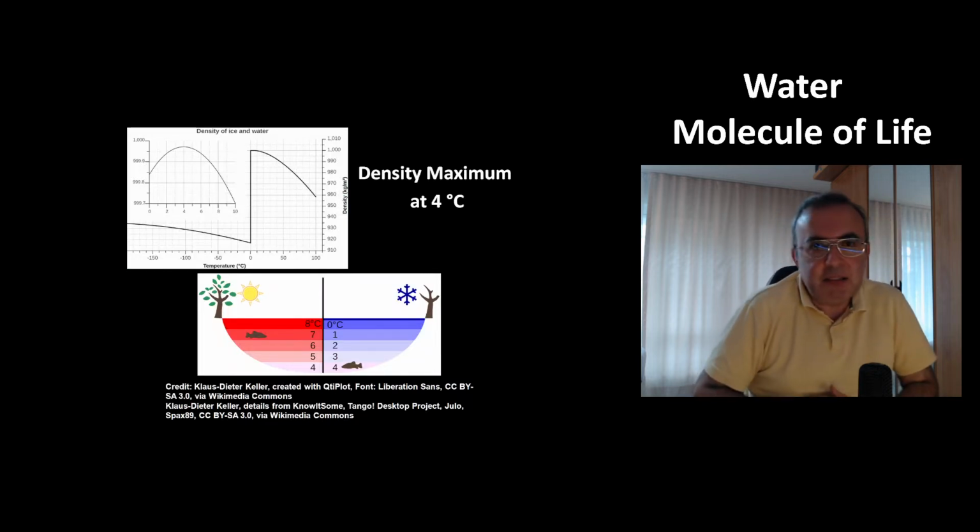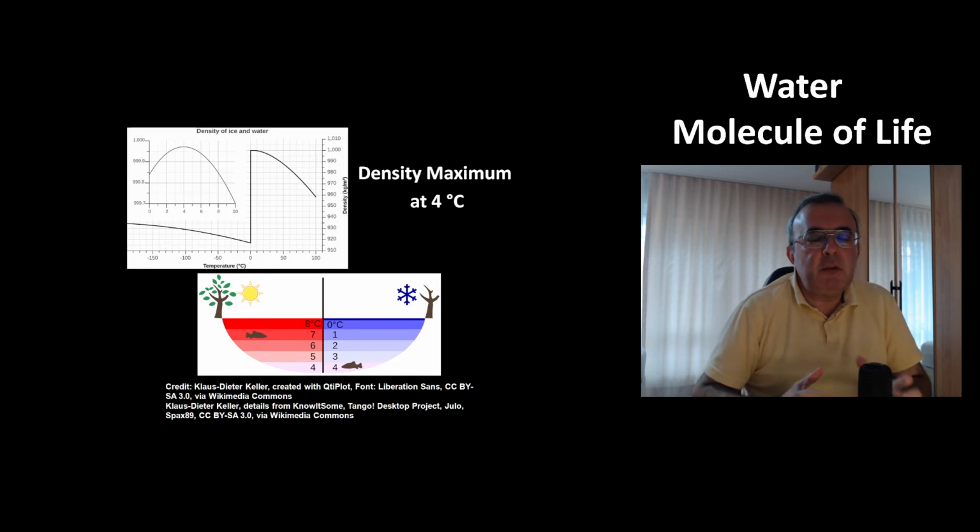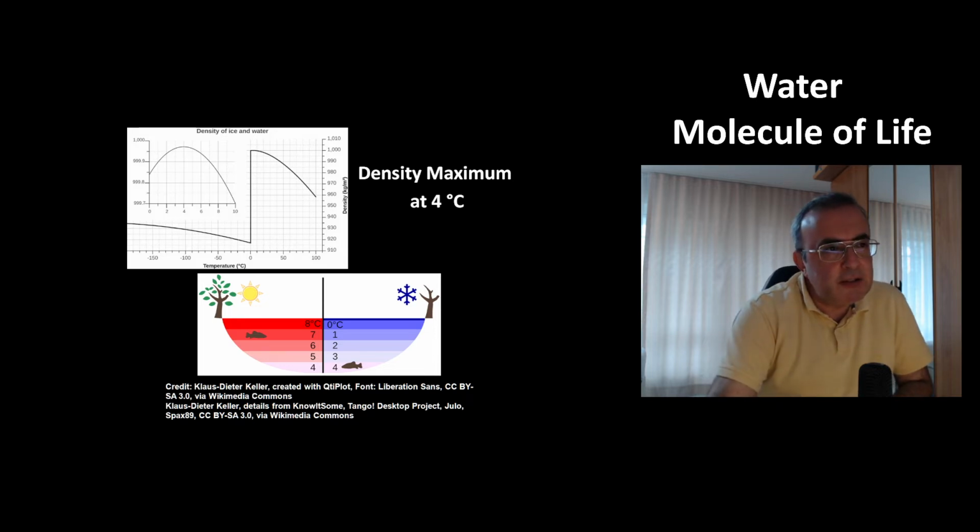This is another anomaly of water. It has a density maximum at 4 degrees Celsius. Above 4 degrees Celsius, you have a lower density because of more movement of the water molecules. And below 4 degrees Celsius, you also have a lower density because the water molecules have more order. The bottom graphic shows the consequences for life in water.